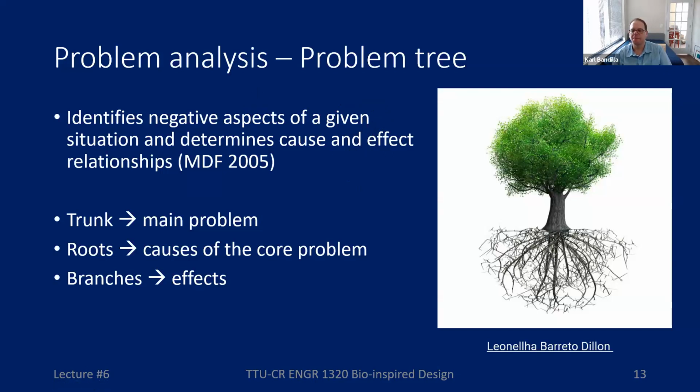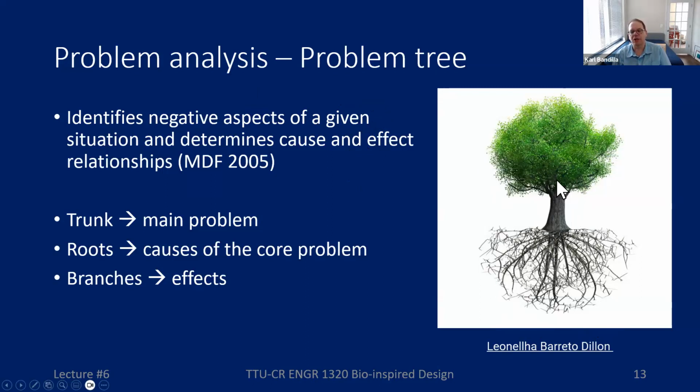So basically, thinking about a problem like a tree means that the problem itself would be kind of the trunk, where everything comes together. The roots are all the different causes that this problem might have. There are going to be different layers, different levels of causes.